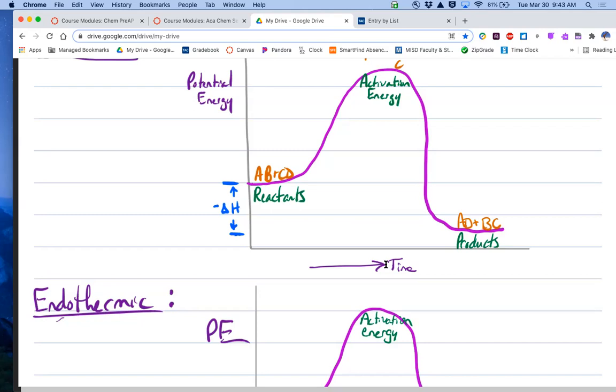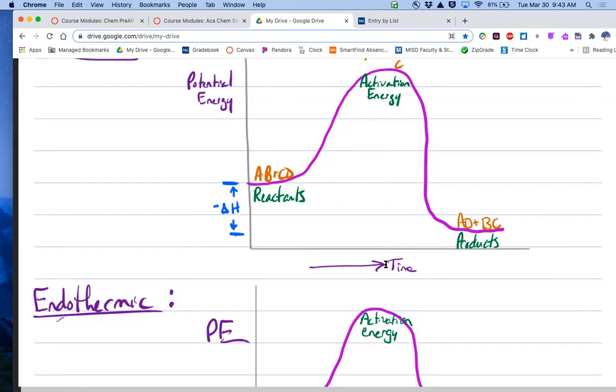It'll continue on its own. But I have to give it a little bit of a kick to get it started. Once it starts, it can go on its own. Okay. So that's what activation energy is. No matter what reaction you have, you always have to provide that little kick to get it started.